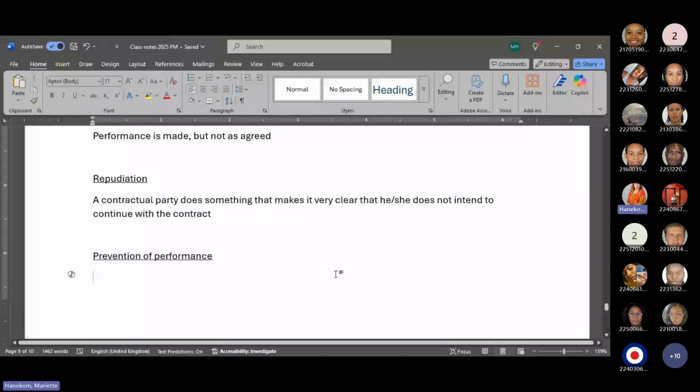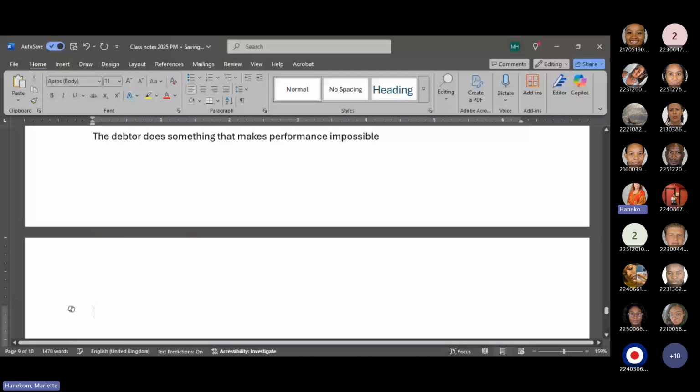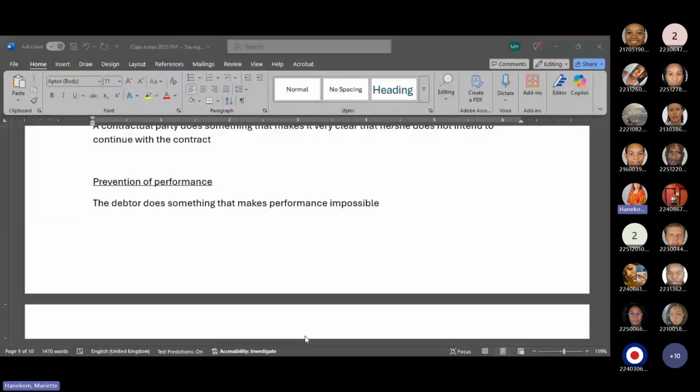Prevention of performance is exactly what it says. The debtor does something that makes performance impossible. So gifting the phone to Mitchell can also be regarded as prevention of performance, because he did something that made his performance impossible. The two are factually quite close together. So that's when you sold a horse to somebody, and before you have to deliver the horse, you shoot the horse, you kill the horse. The lines between repudiation and prevention of performance are often quite blurred.